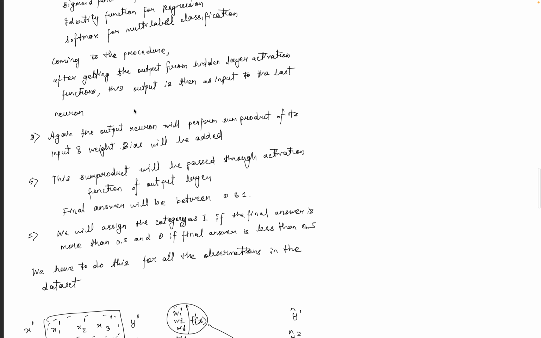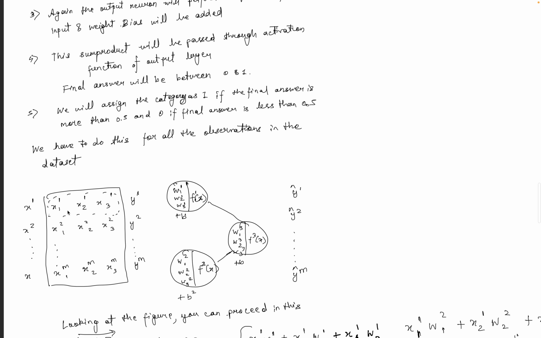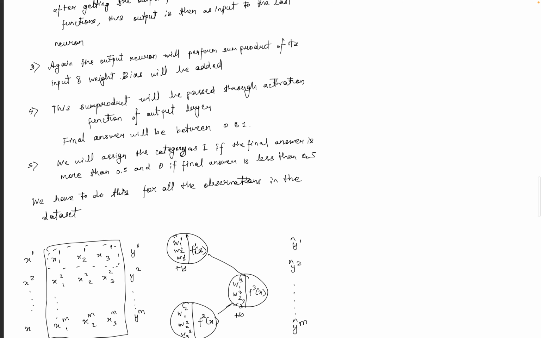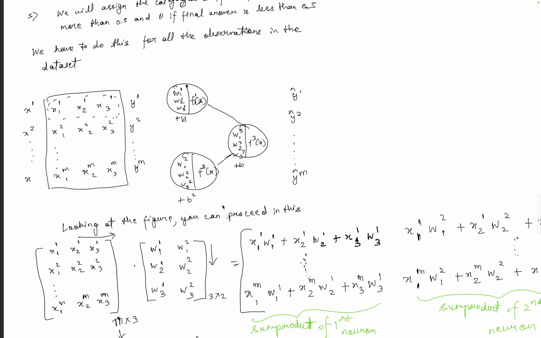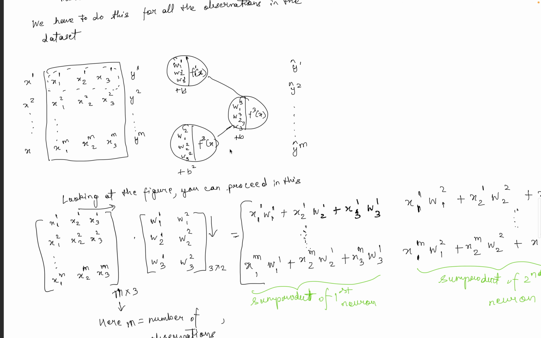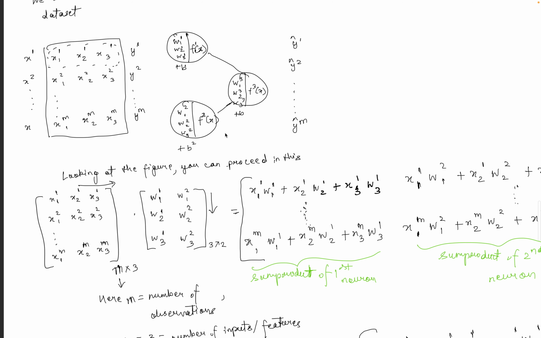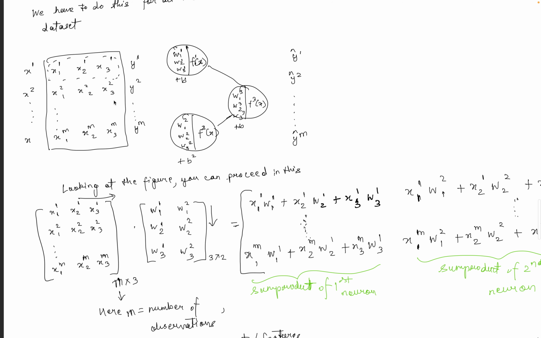The process which I described till now is just for one observation, which is the first row, and we have to do this for all the observations in the data set. So let's see how this actually looks and see if we can vectorize this calculation. I have done this just for 2 neurons and just for the first observation. This is how my data set looks.